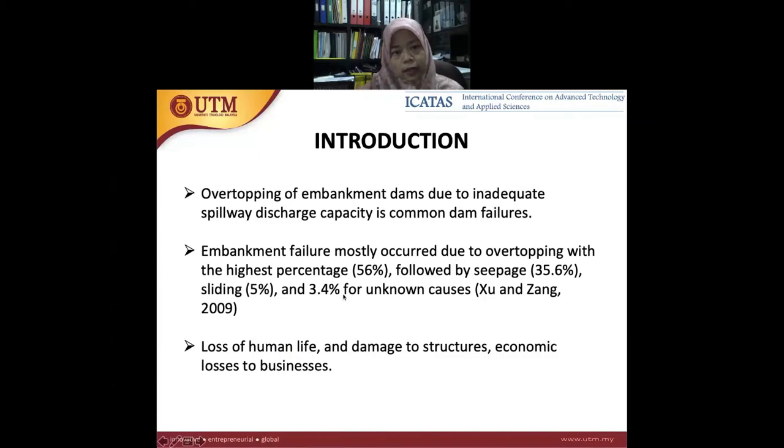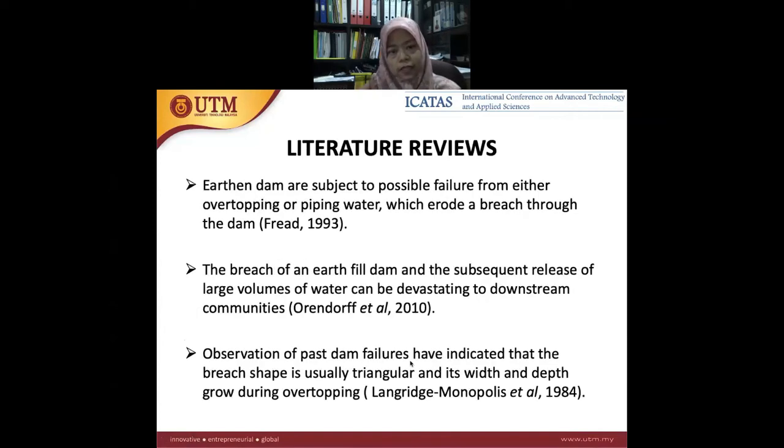The embankment failure may cause loss of human life, damage to structures, and economic losses to businesses. Fred in 1993, from his study, found that earth dams are subject to possible failure from either overtopping or piping, which erode a breach through the dam. Meanwhile, Orendorff et al. in 2010 found that the breach of an earthfill dam and the subsequent release of a large volume of water can be devastating to downstream communities.